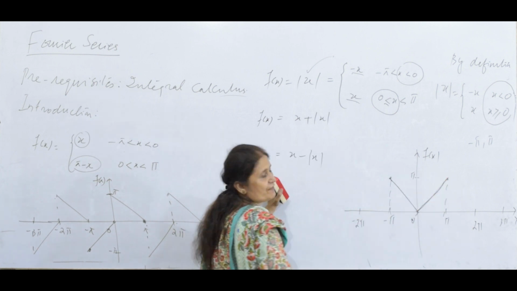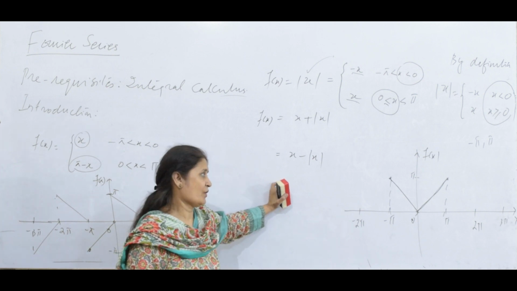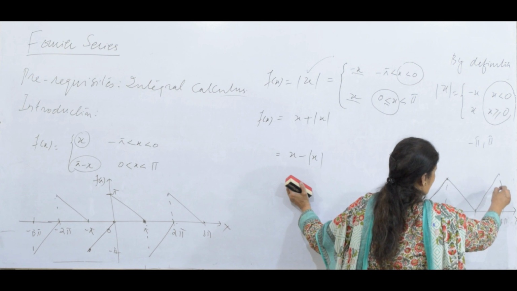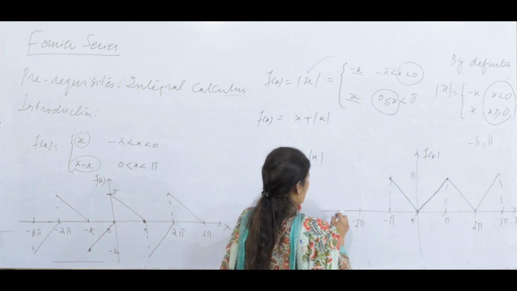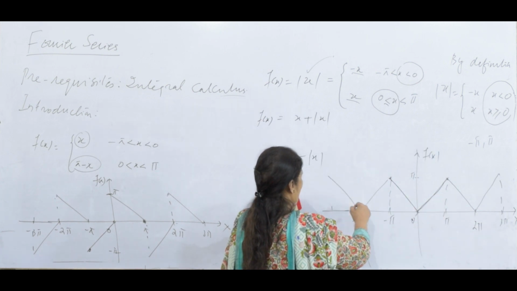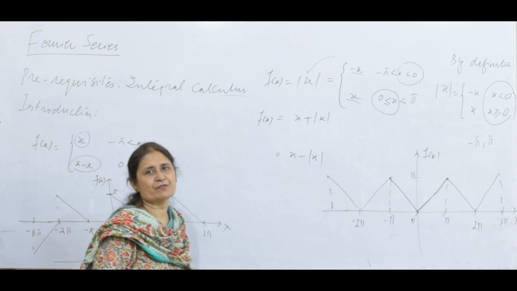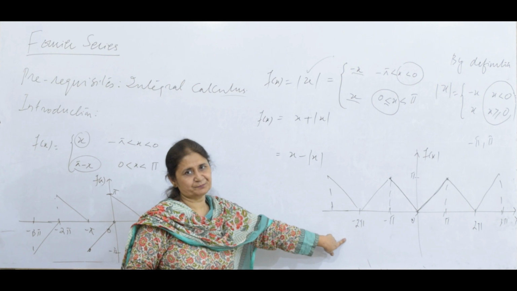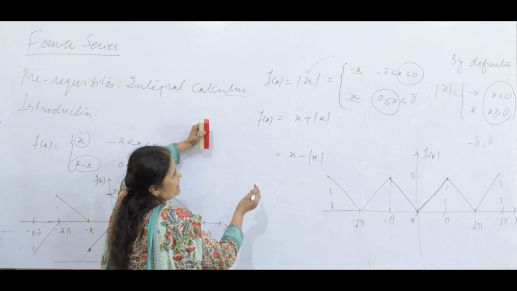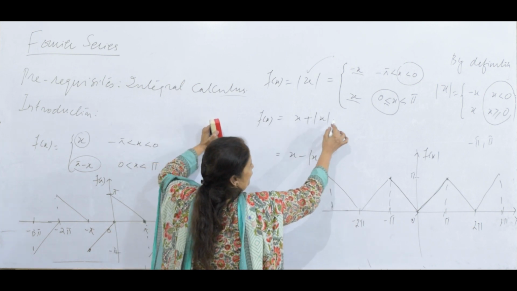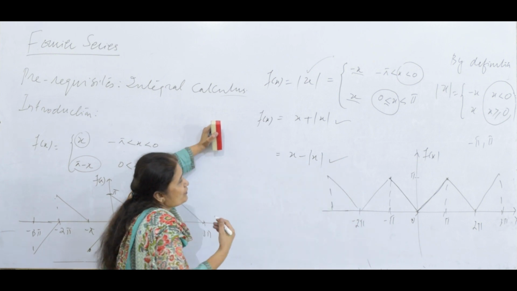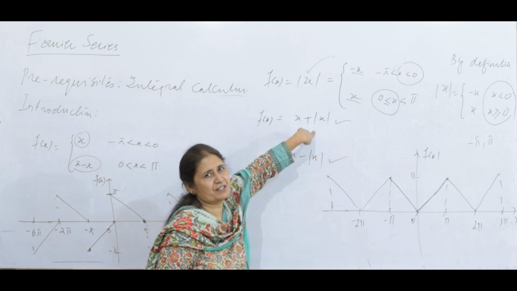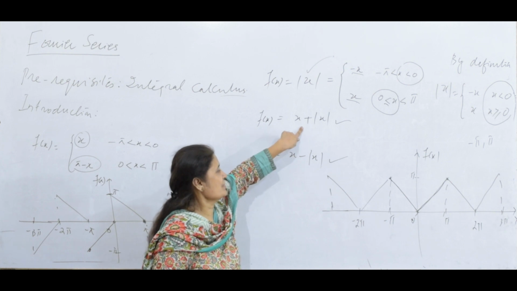So the V-shaped graph is for mod x. Again you are going to show it periodic like this. So you have shown this function is periodic like this. Similarly, these are for your follow-up, if you are familiar with how to apply the definition of mod and then how to sketch.